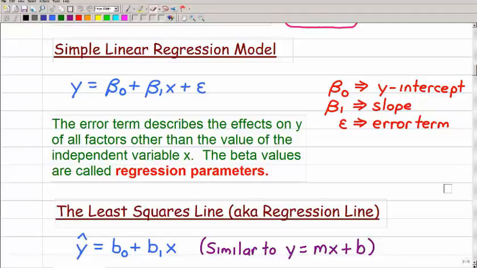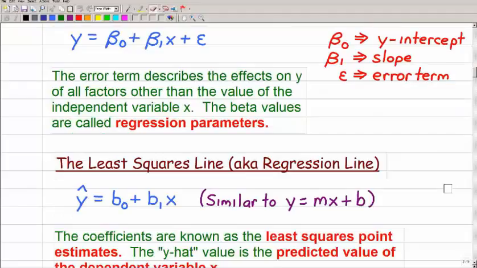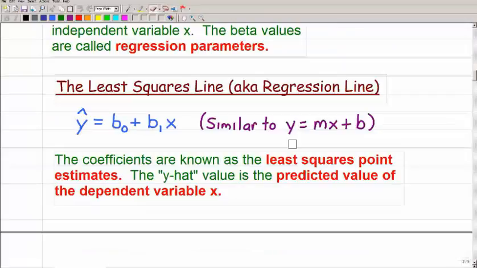So the least squares line, also known as the regression line, is written as y with a little arrow on top, which means hat. We call that y hat. So y hat equals b0 plus b1x, where b0 represents the y-intercept and b1 is the slope. This is the standard way that it's written, although because it's a line, it's equivalent to the idea of y equals mx plus b.